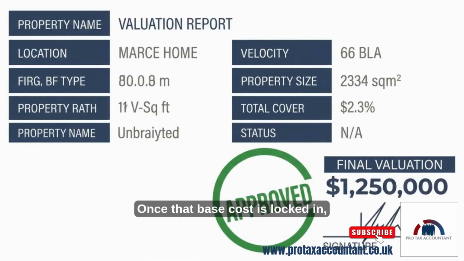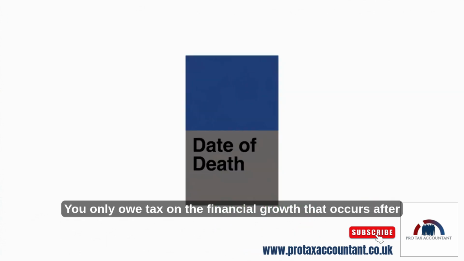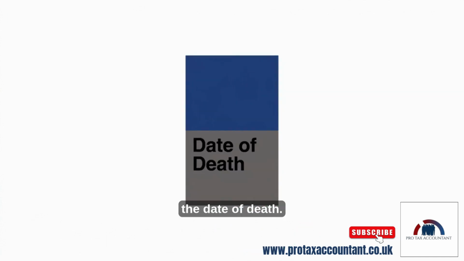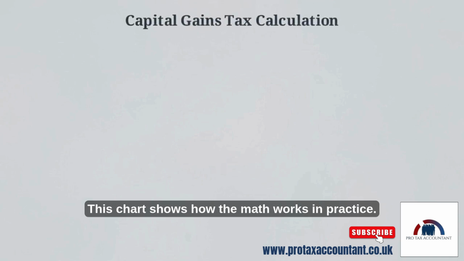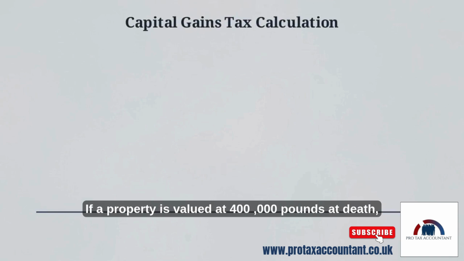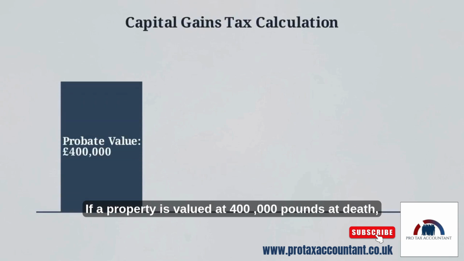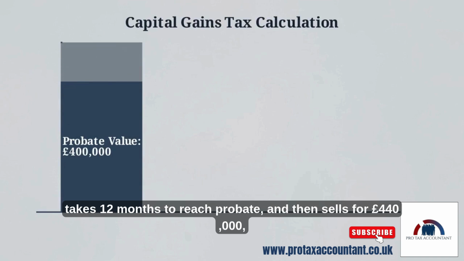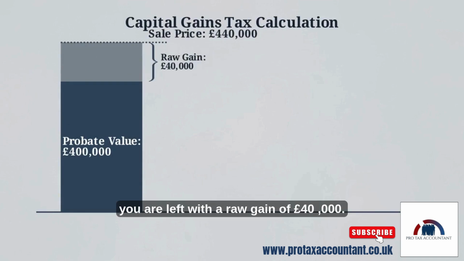Once that base cost is locked in, the strict rule of capital gains tax takes over. You only owe tax on the financial growth that occurs after the date of death. This chart shows how the math works in practice. If a property is valued at £400,000 at death, takes 12 months to reach probate, and then sells for $440,000, you are left with a raw gain of £40,000.